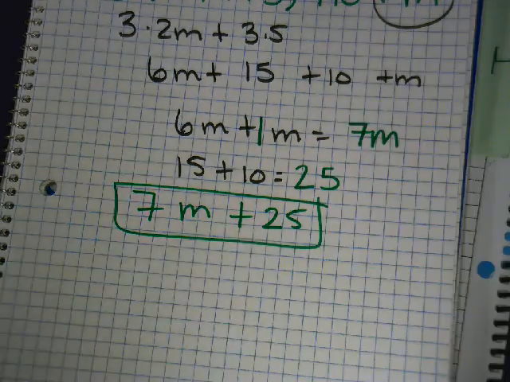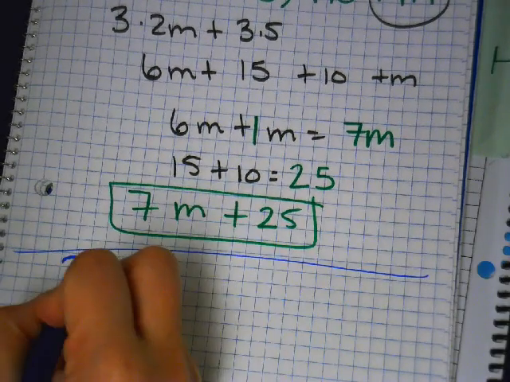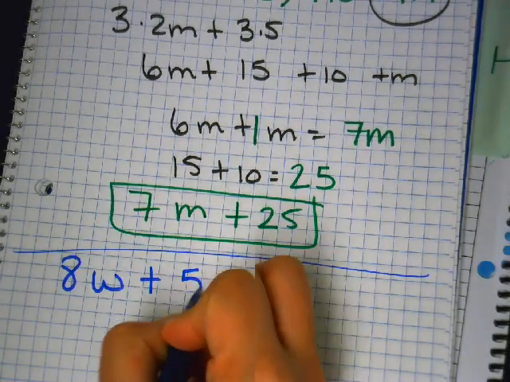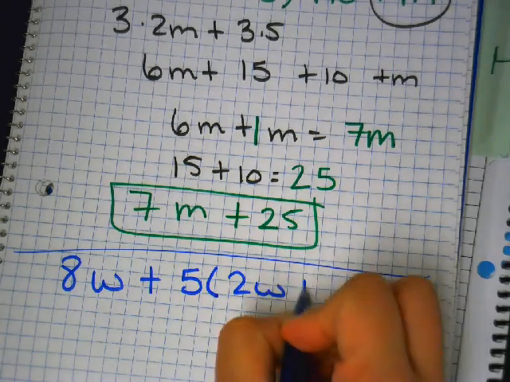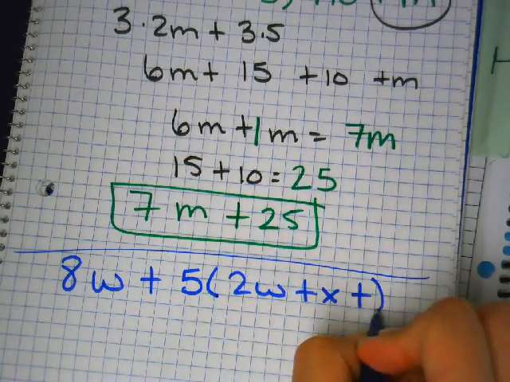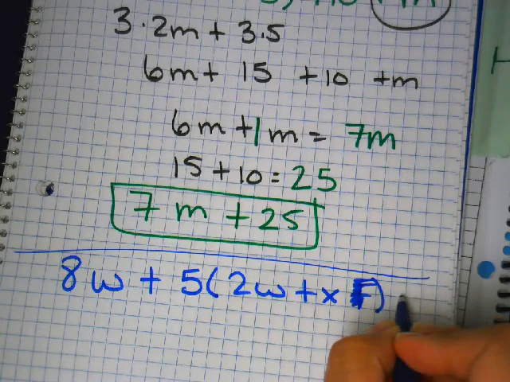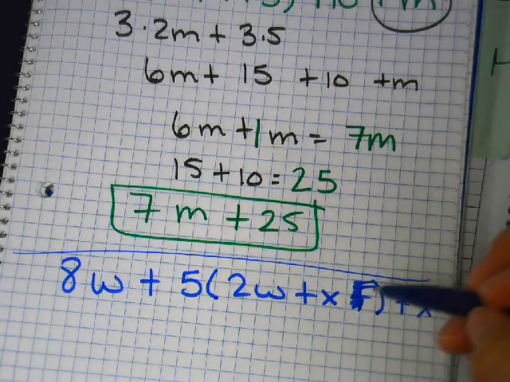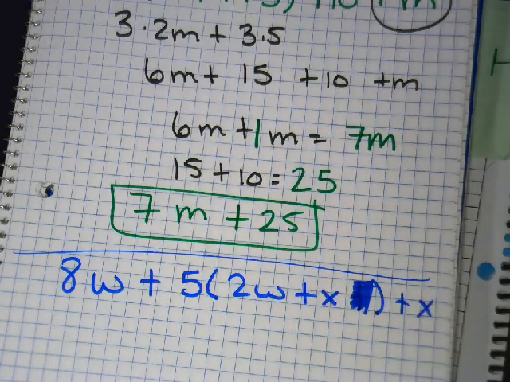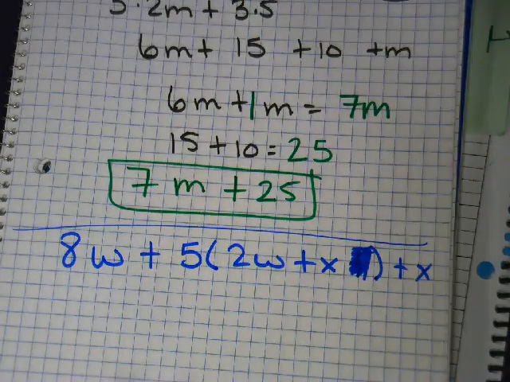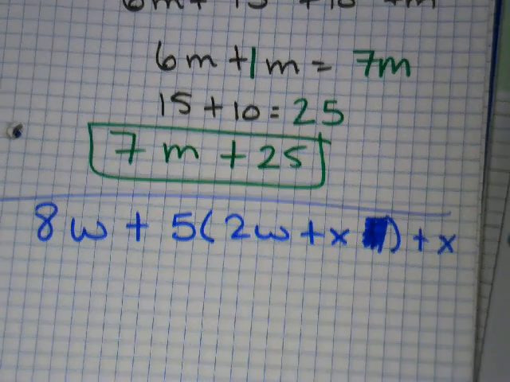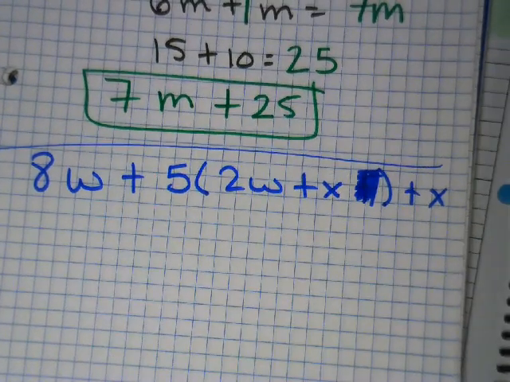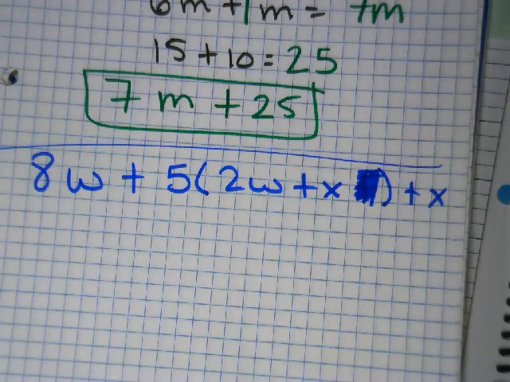All right, try this one on your own. 8W plus 5 times the quantity of 2W plus X parentheses plus X.